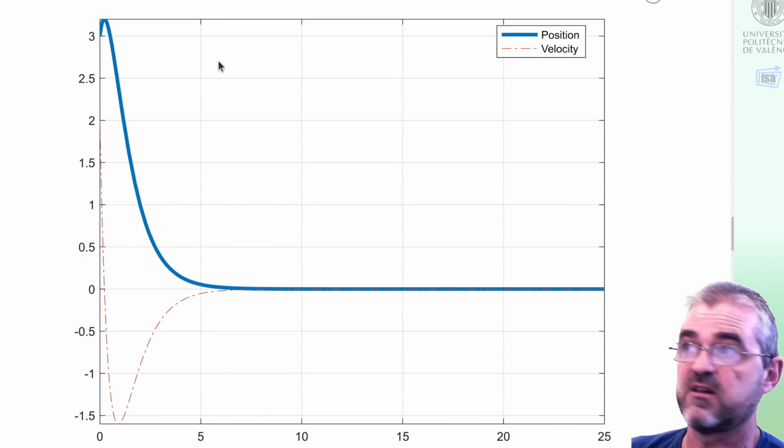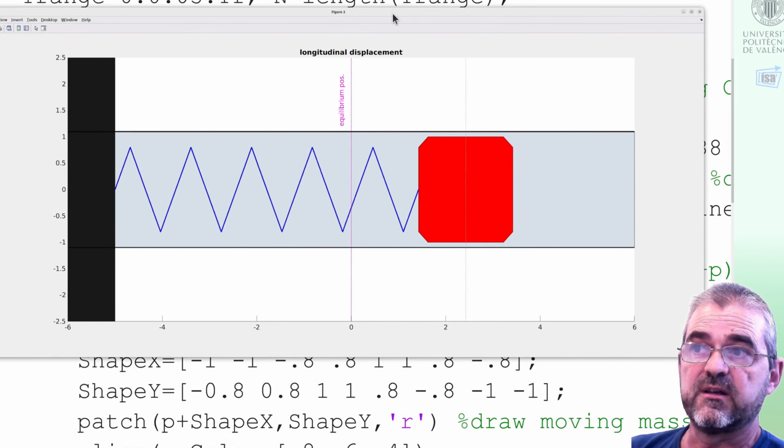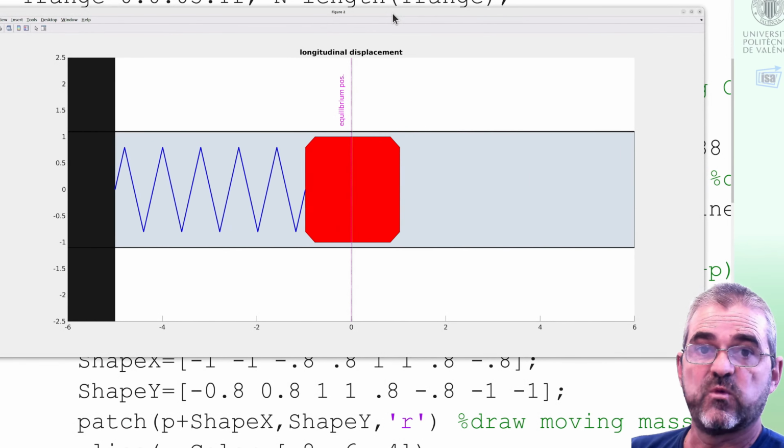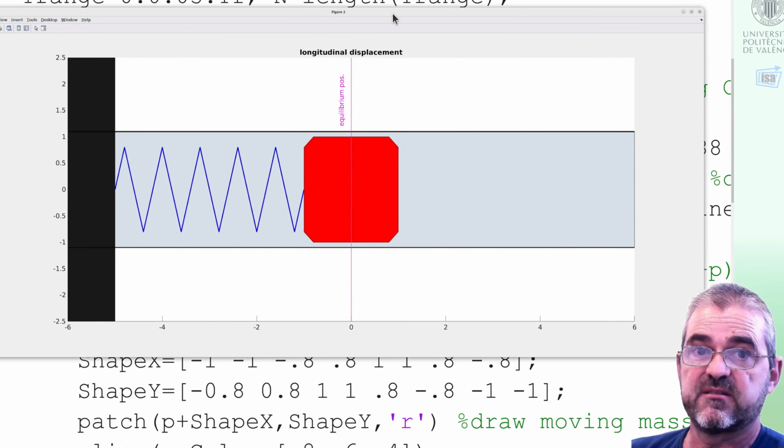And of course, the animation will quickly stop without oscillations at the equilibrium position. This is the overdamped response in second order systems. So we'll finish with this, okay?